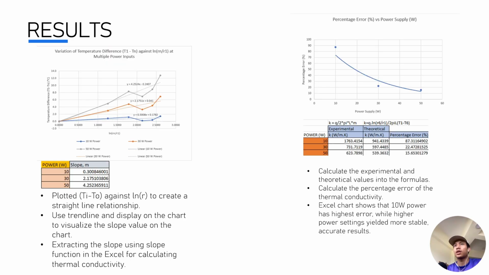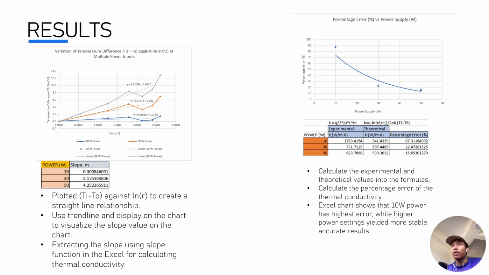And then for the linearization and calculation, to calculate the thermal conductivity, we use the ln function in Excel to linearize our data. By plotting the temperature difference against the natural log of radius, we achieve a straight line. So I use the add trendline feature to get our slope from the graph, and then we plug this slope into our radial conduction formula, ensuring our 3 mm thickness was converted to meters for an accurate K value.